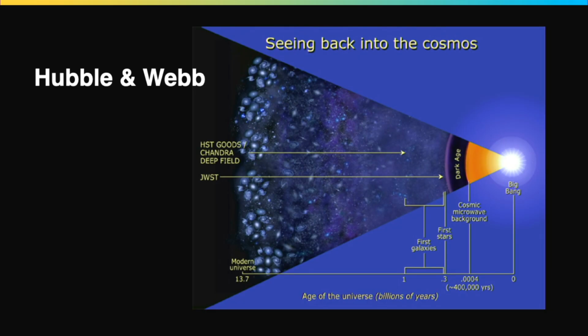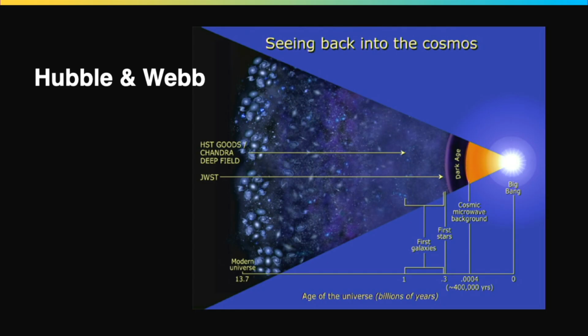Moving toward the left, that orange area here is an area where the universe was so hot that electrons couldn't bind to protons to form ordinary atoms. So the universe is essentially a plasma. The sun is a plasma. You can't see through plasma. It scatters light. So the universe wasn't transparent then.